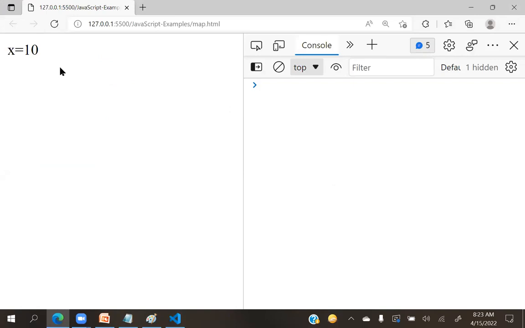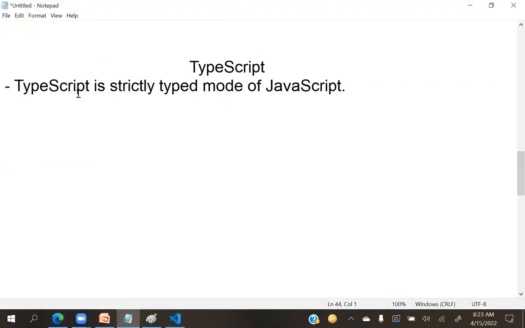JavaScript by default does not have strict mode. Now, what is the meaning of this? TypeScript is strictly typed mode of JavaScript. That means by default, TypeScript is in strict mode. You don't need to turn on the strict mode. JavaScript is not in strict mode, you have to turn it on. And TypeScript is by default in strict mode.